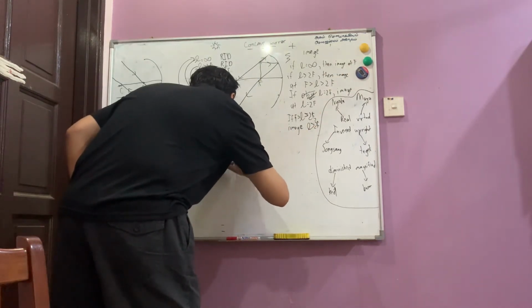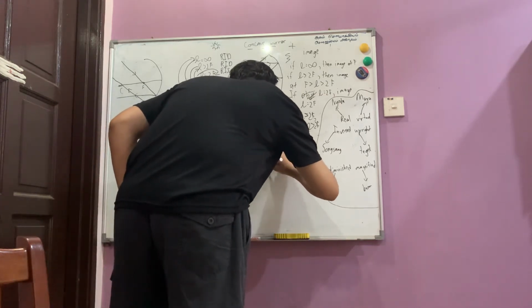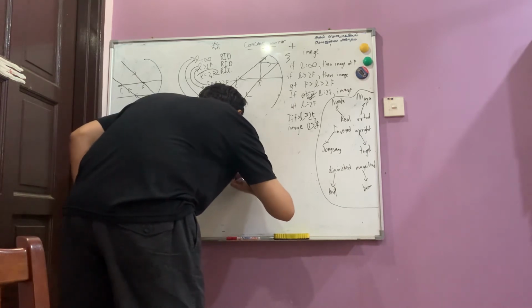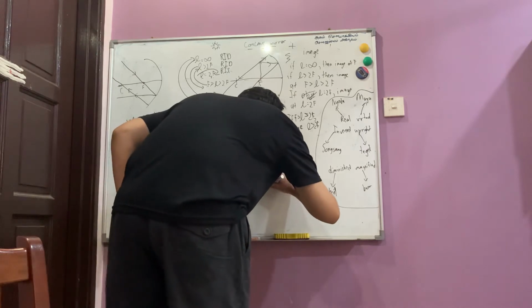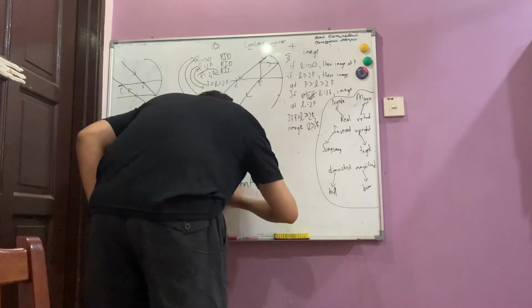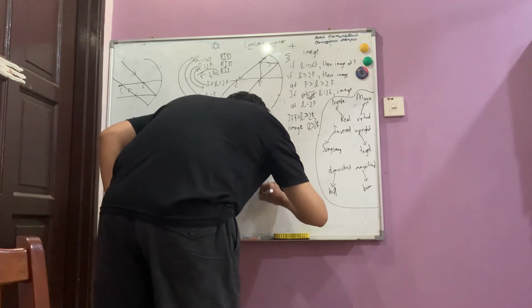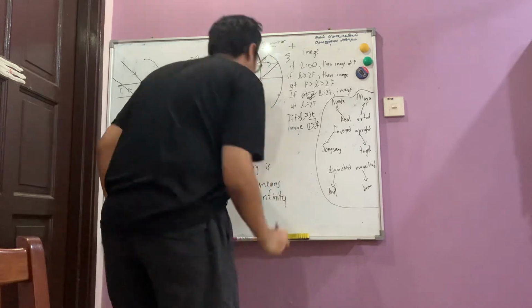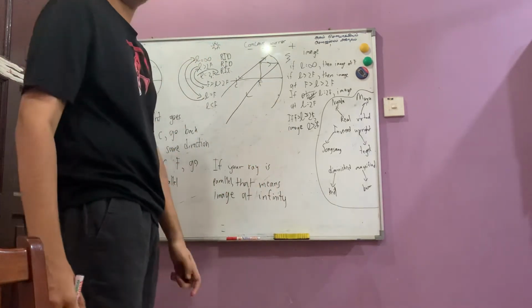If your ray is parallel, that means image at infinity. Yeah, that's all. If your ray is parallel, that means image at infinity.